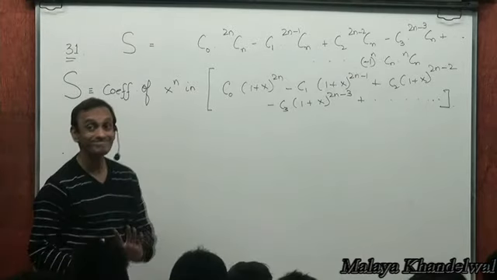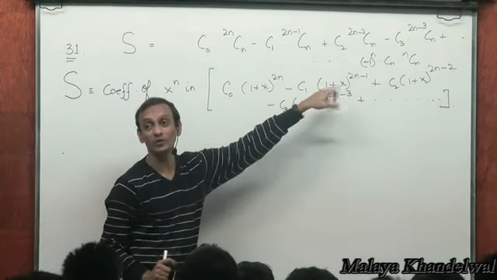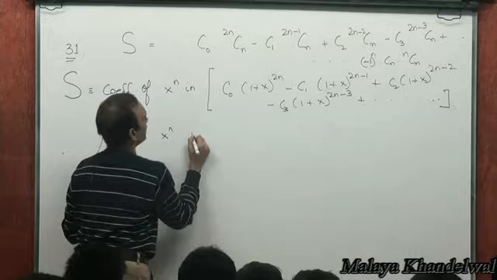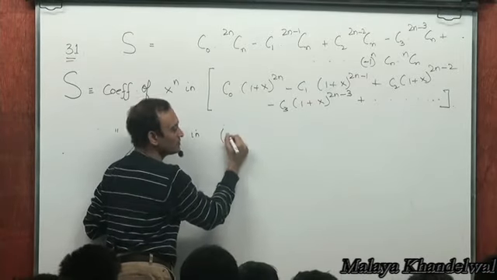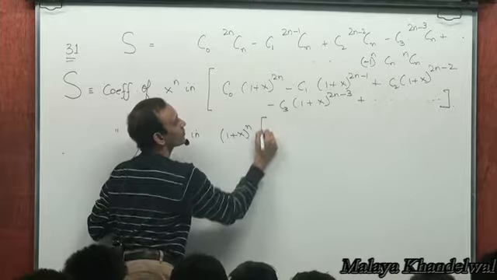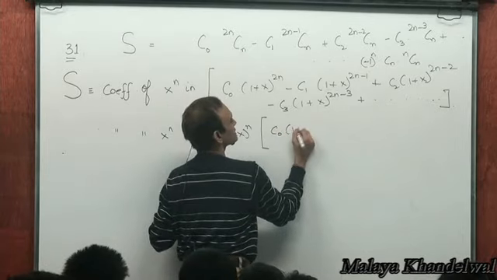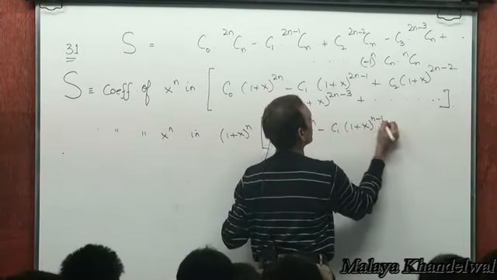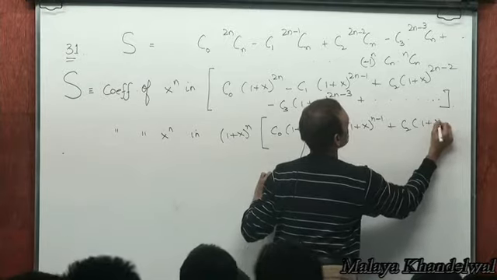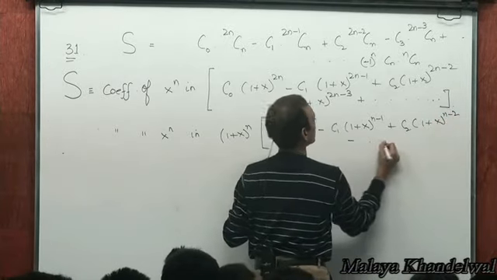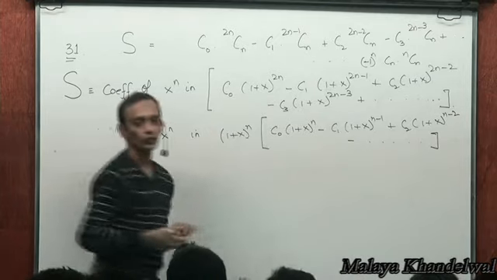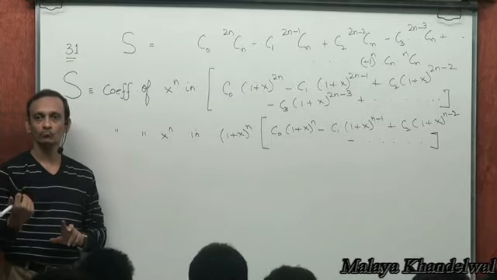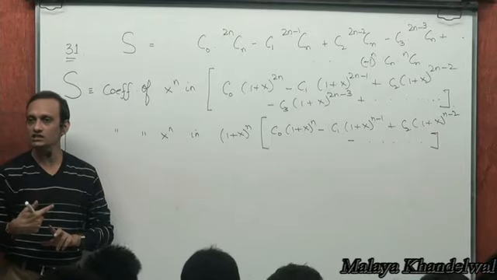Now what I do is I take (1+x)^n common from the whole thing. So this is like saying the coefficient of x^n in (1+x)^n times [C0 (1+x)^n minus C1 (1+x)^(n−1) plus C2 (1+x)^(n−2) and so on and so forth]. Clear? Yes, Vaibhav, ask me. Are you all okay with this?